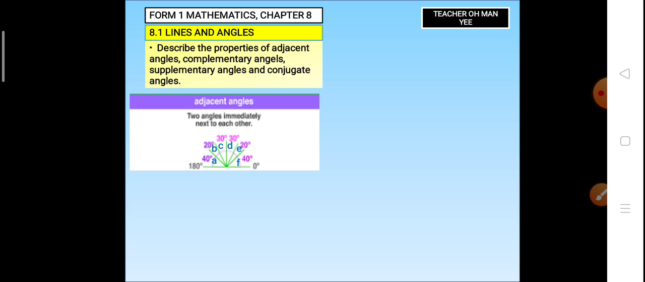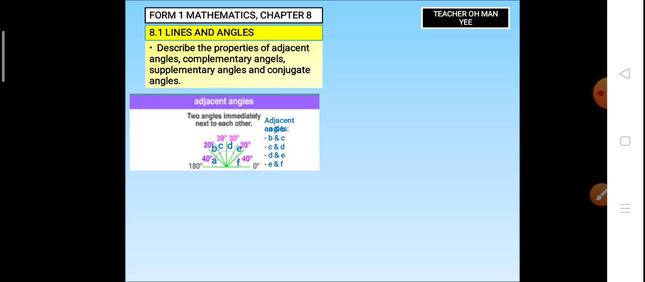We have angles A, B, C, D, E, and F. So based on these given 6 angles, can you get all the pairings of the adjacent angles? We start with the first pair. We have angle A and B, which are just next to each other. Then B and C, just beside each other. And the next pairing, can you get it? Yes, C and D. And the next one, D and E. Alright, for sure you're also able to get the last pair, which is E and F. So all these 6 pairs we name as adjacent angles, which are beside, or we say next to each other.